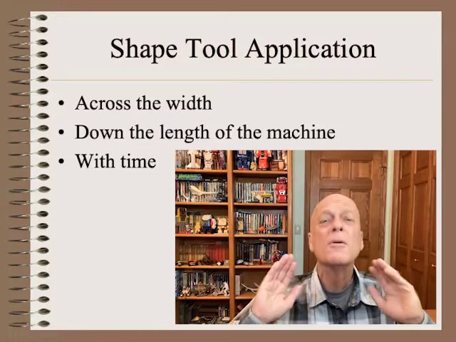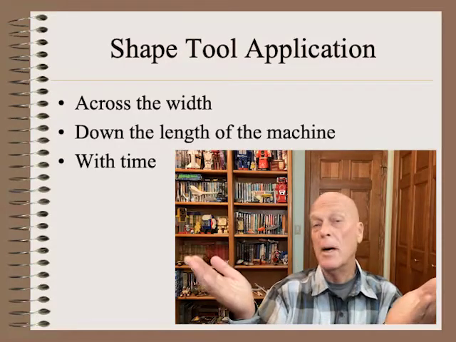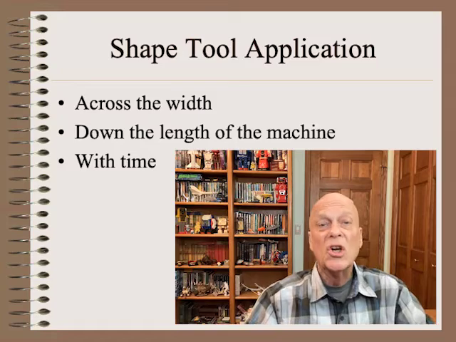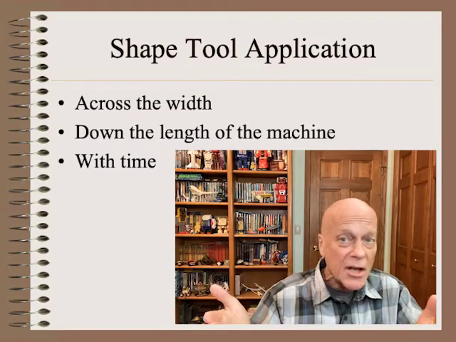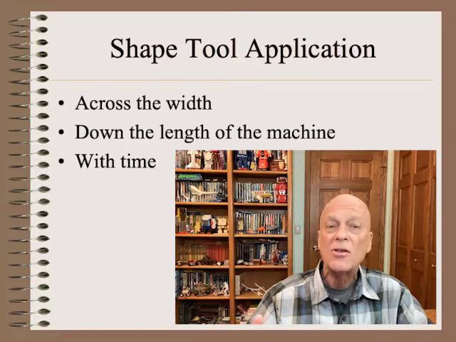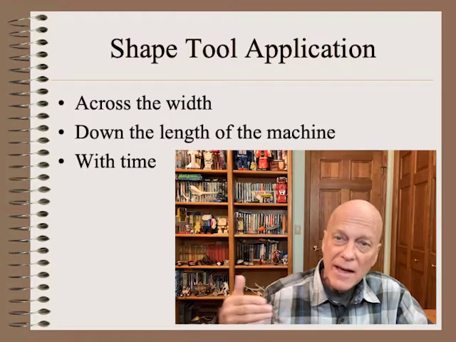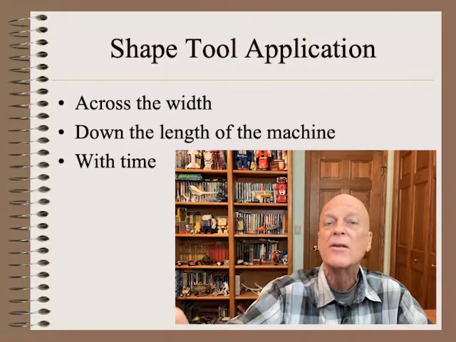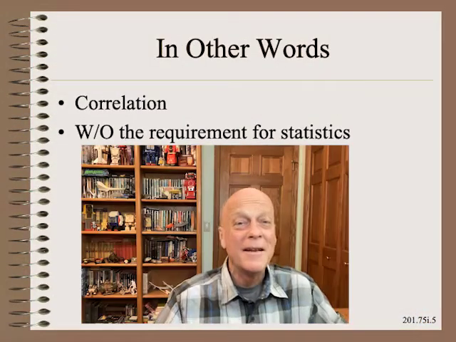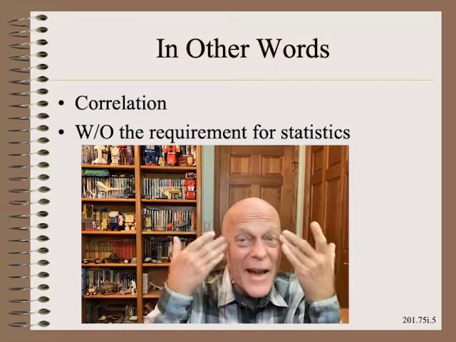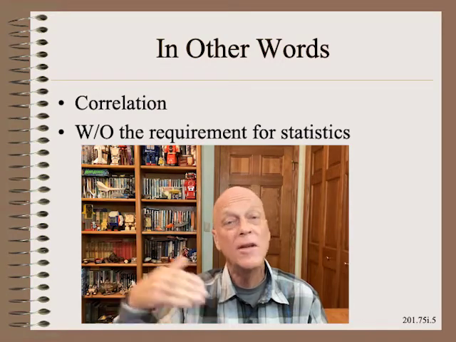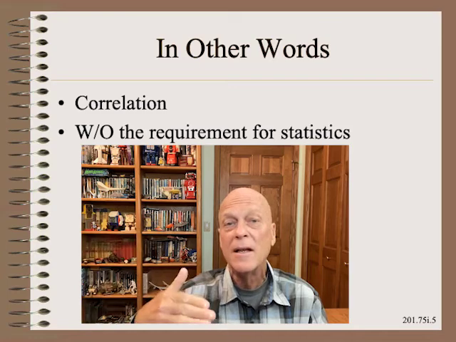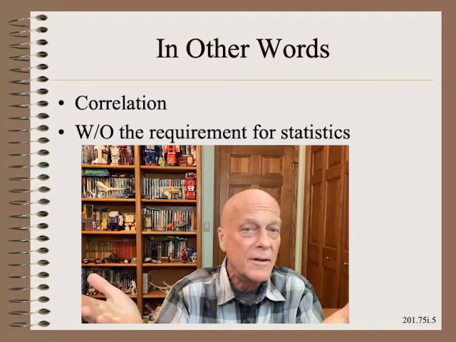The shape tool is exceedingly powerful. It not only can be applied across the width, as we've just illustrated, it can also be applied down the length of the machine and with time. If any of this sounds vaguely familiar, it should. It is nothing more or less than the word correlation.